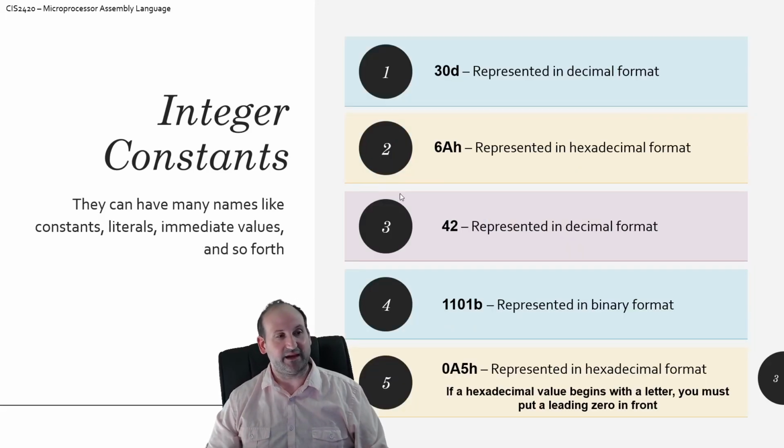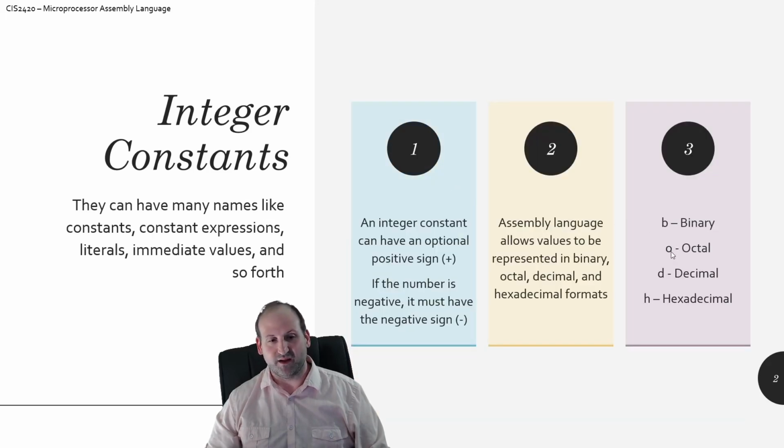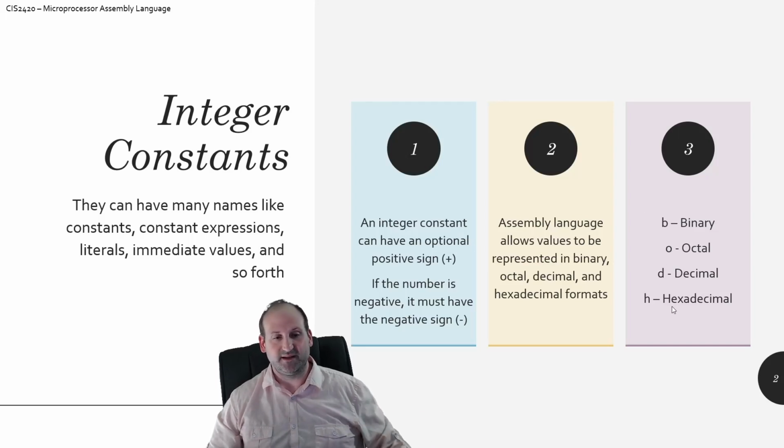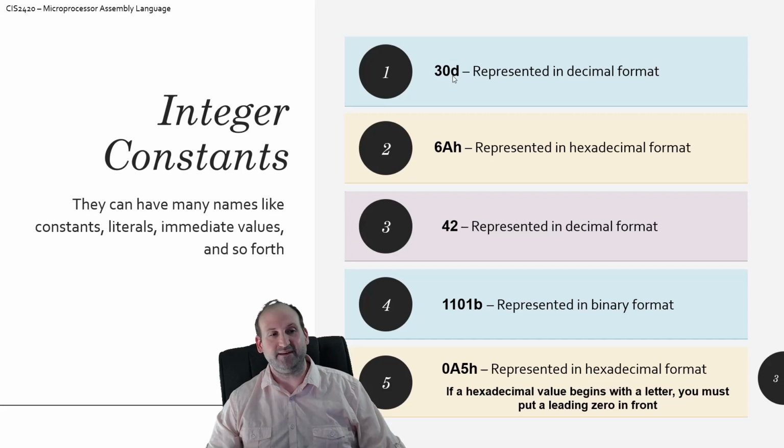Our brain can start thinking like a true programmer. Okay, so coming back to integer constants: there's a little b, a little o, a little d, and a little h. If you forget, it presumes decimal format. So I can put 30d down for an integer value, represented in decimal format, or I could just put 30, or in this case 42. Just by itself, a number is represented in decimal format. If I want hex, I have to finalize it with a lowercase h, like 6Ah, that's hexadecimal format. 1101b is binary.